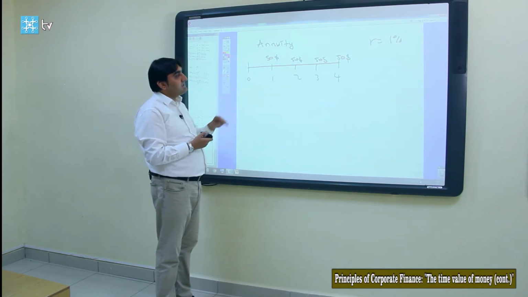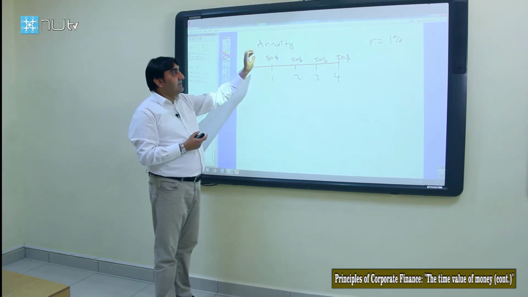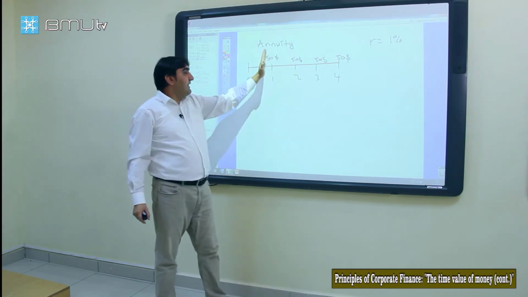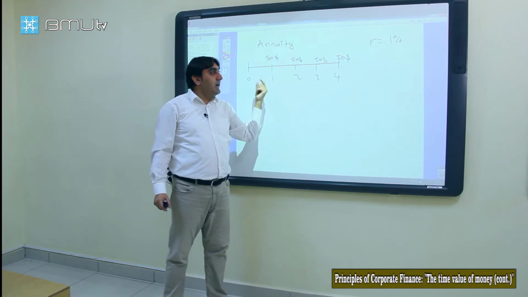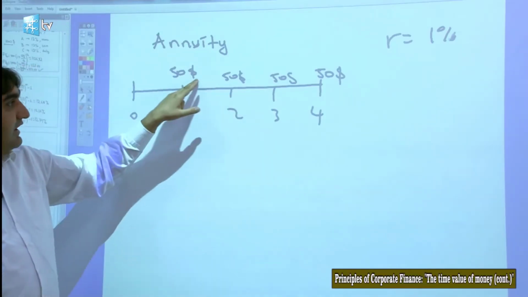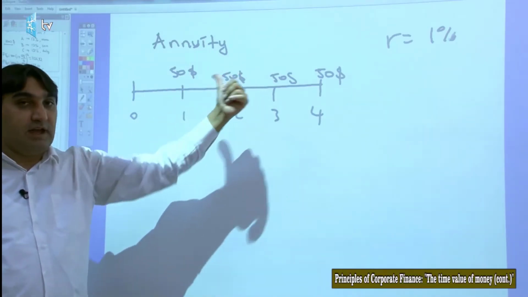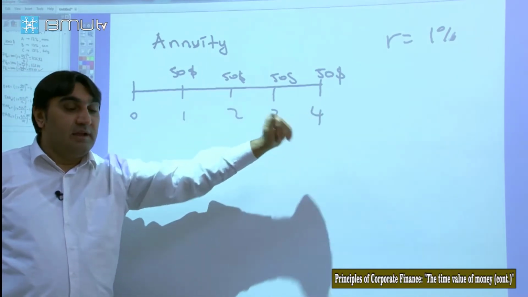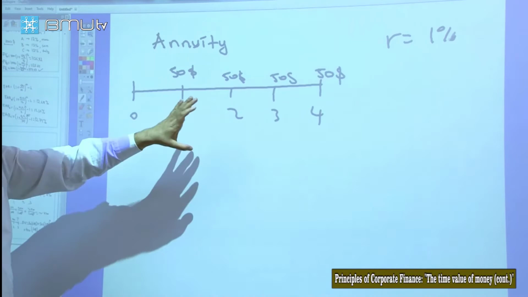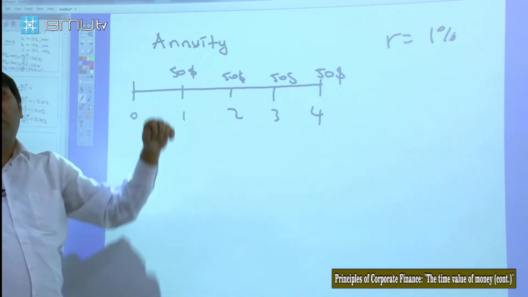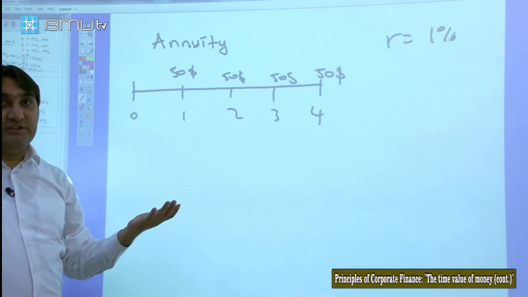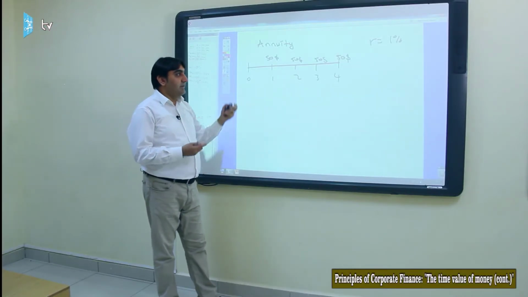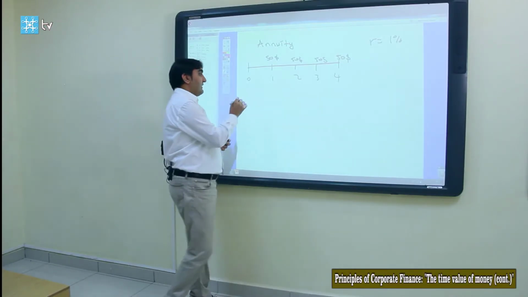We call this type of cash streams annuity. Annuity is a cash stream in which the cash payments are fixed and the period is fixed. If these cash payments are fixed, 50, 50, 50, and the period is fixed, monthly, first month, second month, third month, and the last month. So frequency is fixed, cash flow is fixed. We call this type of cash flows annuity. And it makes it easier to find present value and future value of these cash flows.